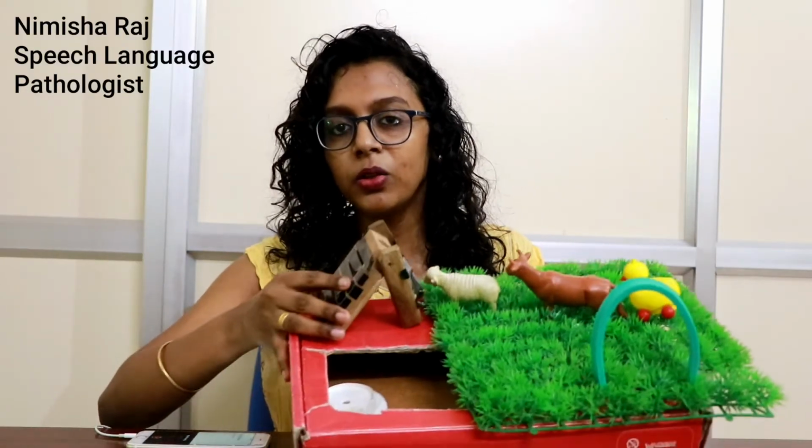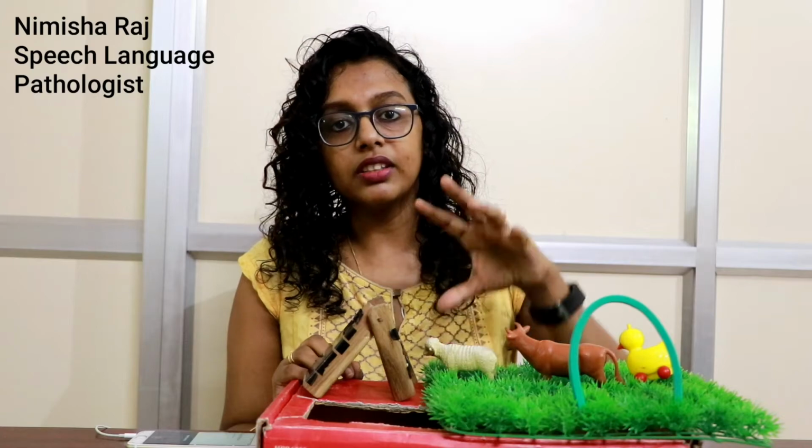Okay, now I have a box here. Let's see. I have just cut out a portion and I made it into a park kind of setup. And with this activity, we can teach children about the concept of up, down, inside, outside. So I have some animals here. They are in the park waiting for their turn. Also you can teach children how to take turns, and the concept of waiting can be taught.